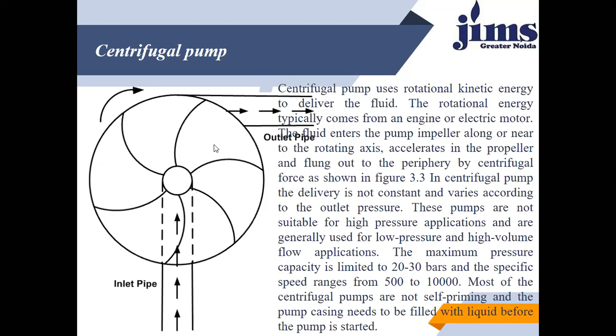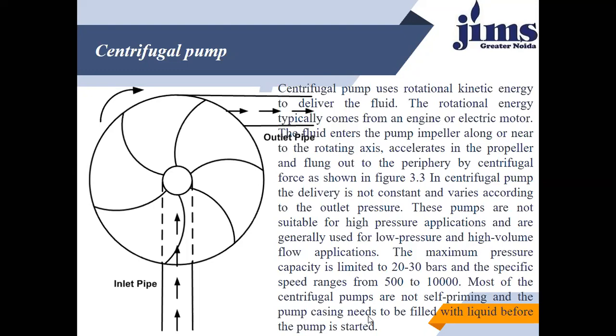Okay, so in centrifugal pumps the delivery is not constant. It varies according to the outlet pressure. So these pumps are not suitable for high pressure application and are generally used for low pressure, high volume flow application. I already told you about the hydrodynamic or non-positive displacement pump. This is only good for low pressure, high volume flow application. So it is not good for high pressure application, right?